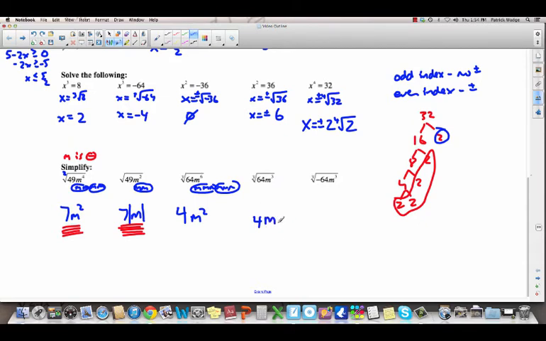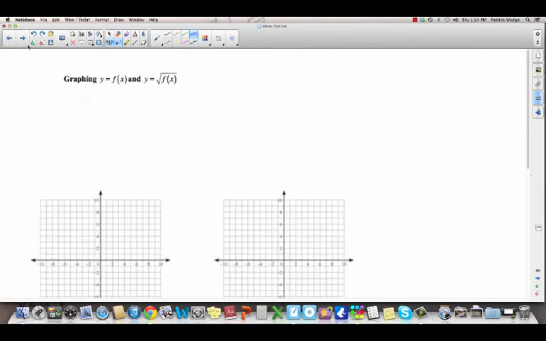Do I need to put absolute values here? No. Why not? Because this is an odd index. With an odd index, you never have to worry about that. We love odd indices. You don't have to do any thinking. Cube root of negative 64 is negative 4. Cube root of m cubed is m. I'm finished. Moving on.